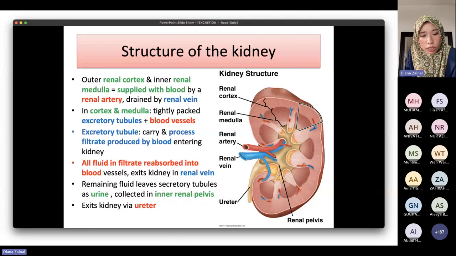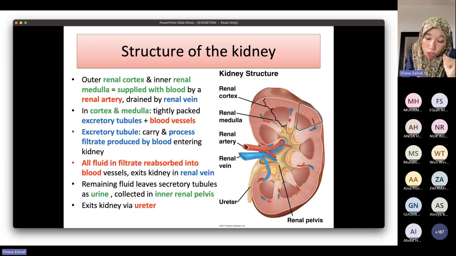The excretory tubule, okay, is going to carry and process the filtrate produced by the blood entering the kidney. That's it. And then all fluid in the filtrate is reabsorbed into the blood vessels and exits the kidney in the renal vein. Why does it need to be reabsorbed? Because those things are considered useful to your body. We don't want to throw them away as urine, right? What a waste, we work so hard eating all sorts of things, or throw them away just like that as urine. So we do not want that. So we need to reabsorb them. Okay, that's what we call reabsorption into your blood. Okay, so it's going to circulate back into your body because it is needed by your body.